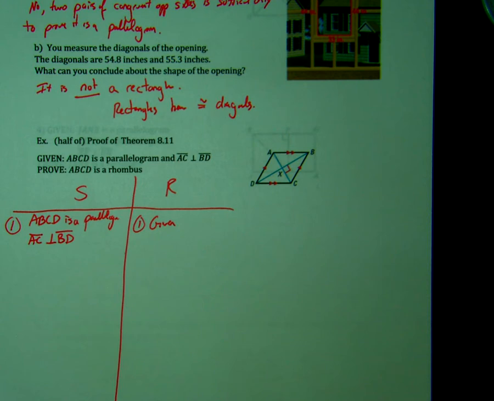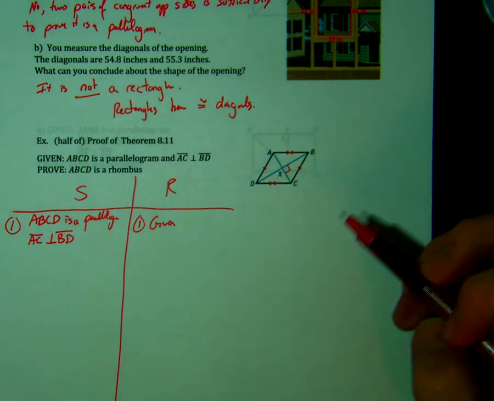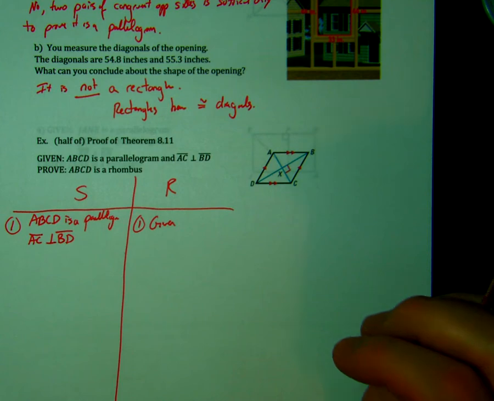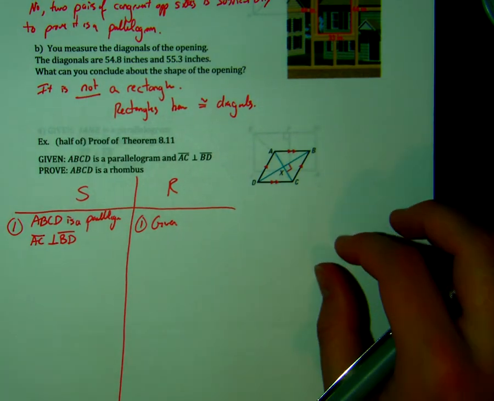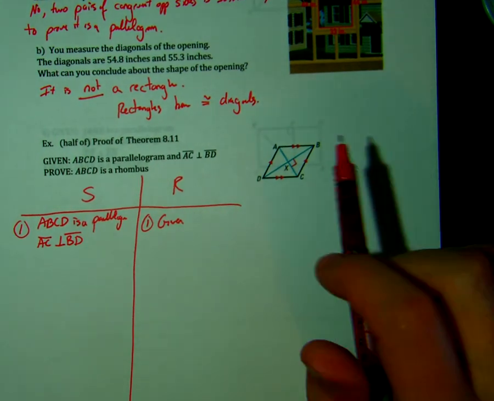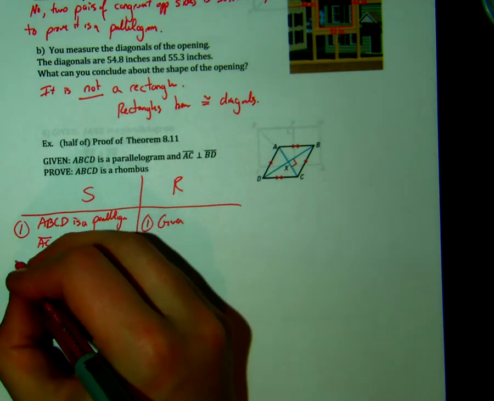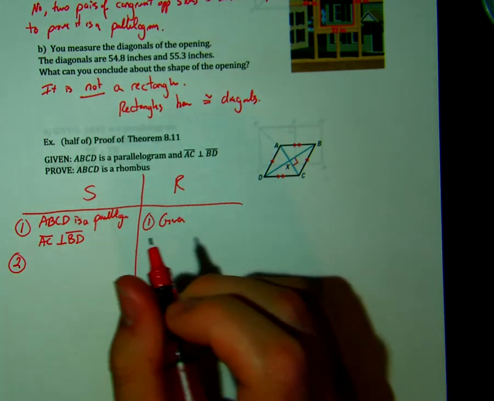Because it's a parallelogram, I see that we have these parallel sides. That's already marked. Ends up being a little bit of a red herring because I actually don't really need to use that. What I'm going to use is some diagonal properties from a parallelogram.